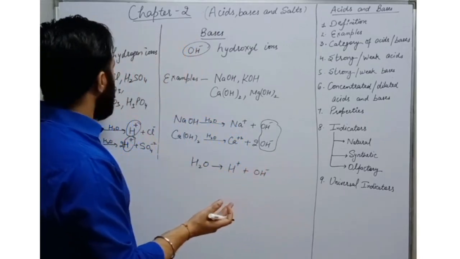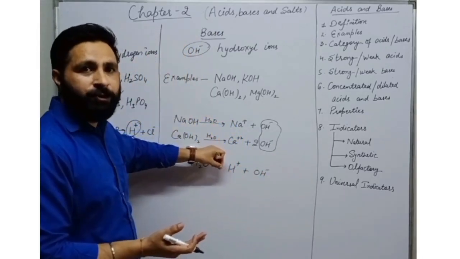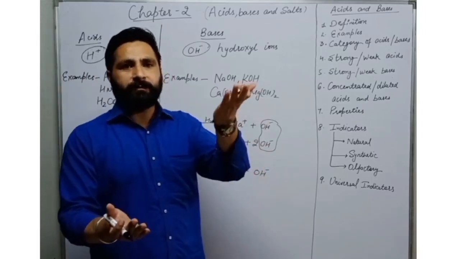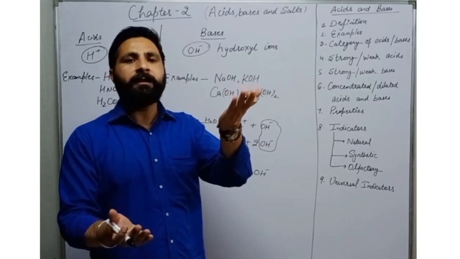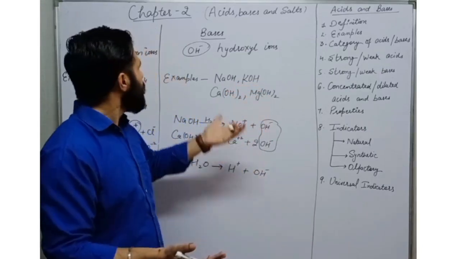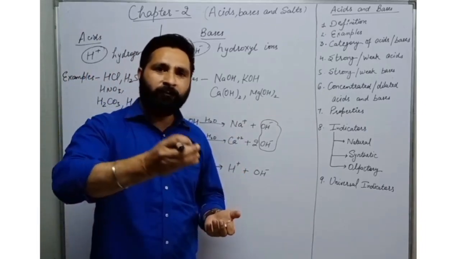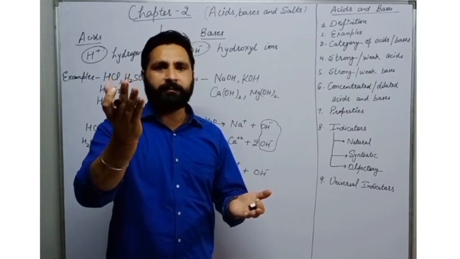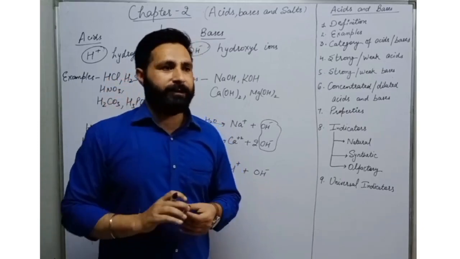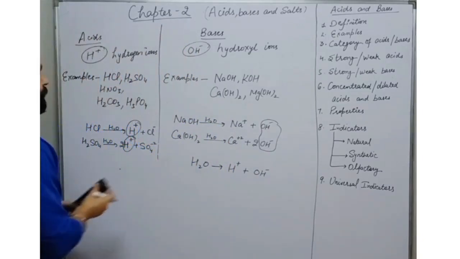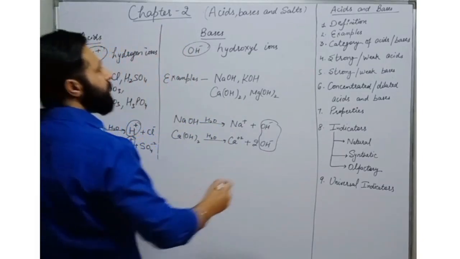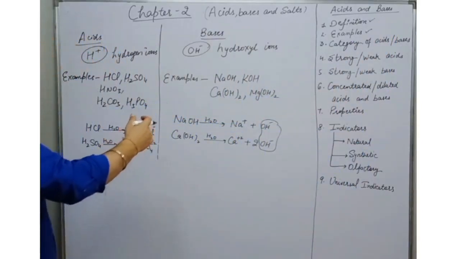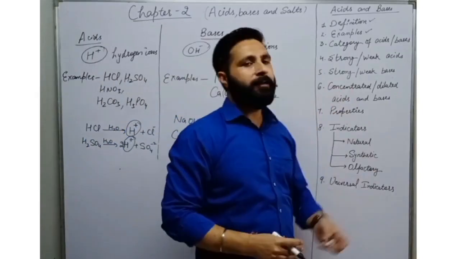So when an acid is dissolved in water, the concentration of H plus ion increases, which indicates that it is an acid. And in the same way, when a base is added to the water, the concentration of OH negative ions increases, which indicates that it is a base. So now I think these two things are clear to you. Definition is clear, examples we had given. So next point is category of acids and bases.